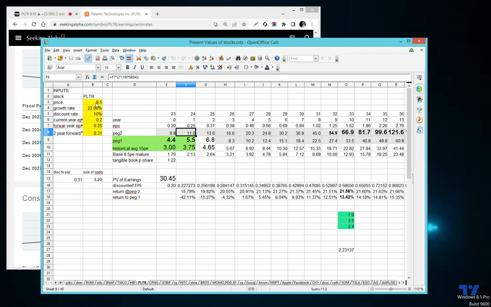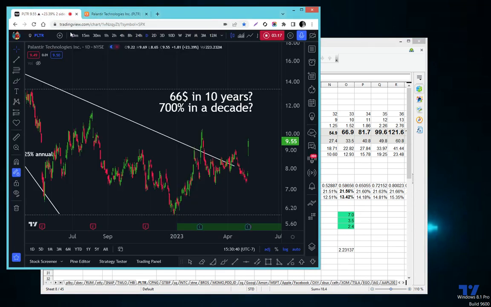So yes, Palantir is on the high side for those valuations. Very possible that it trades lower over the next year. So it's exciting to see a stock up 23%, but the business behind the stock, this is how we would financially calculate what it would be worth over time. So keep that into consideration. That's how I get this crazy headline, $66 in 10 years, 700% in a decade.